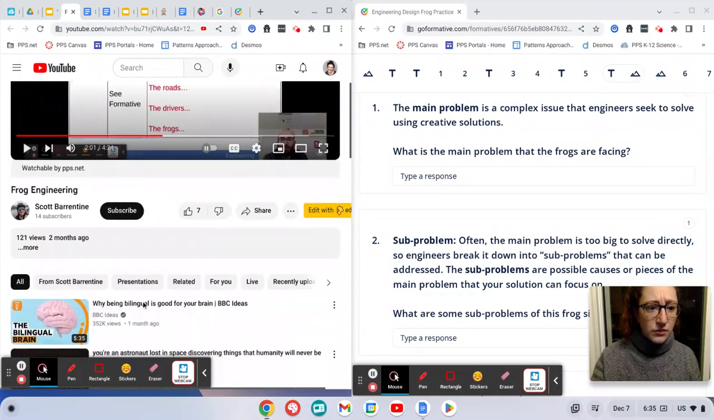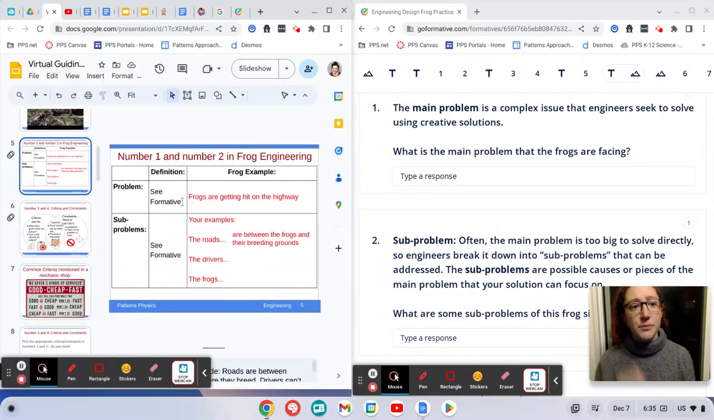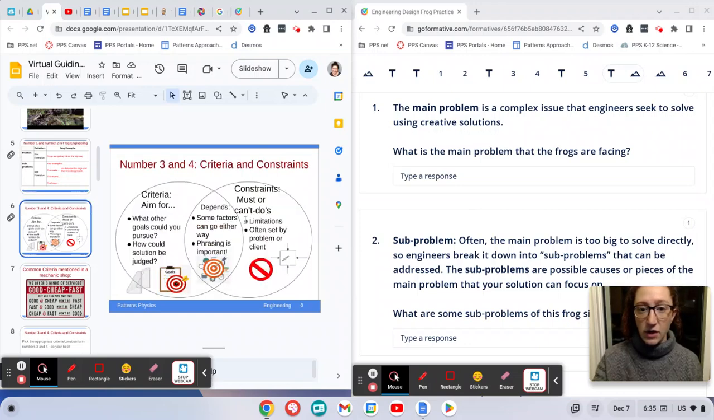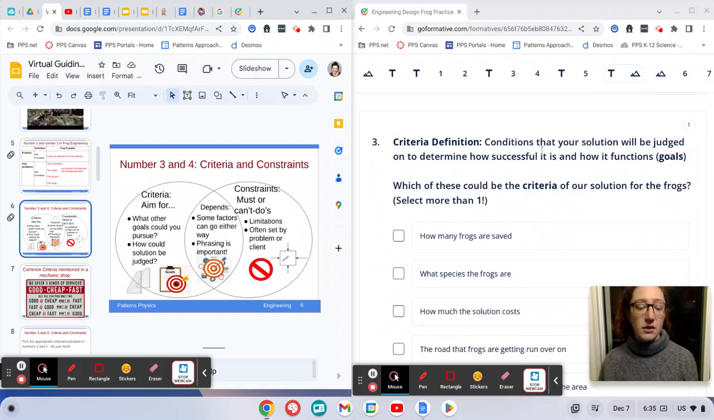Okay, so let's go over to this slide. There we go. Okay, so now you can see both your assignment and the helper slide. So for instance, we're at criteria and constraints, and that goes along with questions 3 and 4.